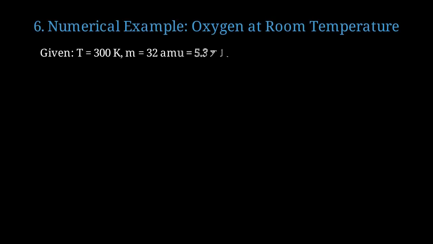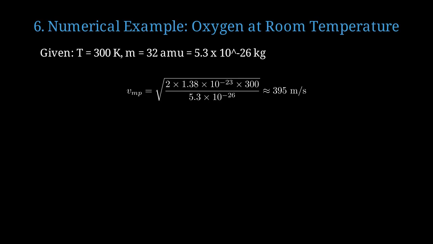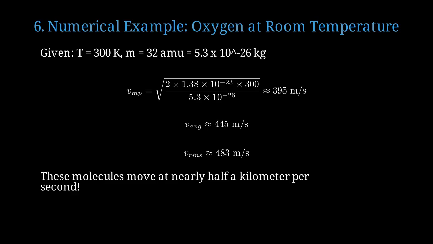For oxygen at 300 Kelvin with molecular mass 32 atomic mass units, or 5.3 times 10 to the negative 26 kilograms, the most probable speed is approximately 395 meters per second, faster than the speed of sound in air. The average speed is about 445 meters per second. The root mean square speed is approximately 483 meters per second. These are incredibly high speeds. Oxygen molecules at room temperature move at nearly half a kilometer per second.